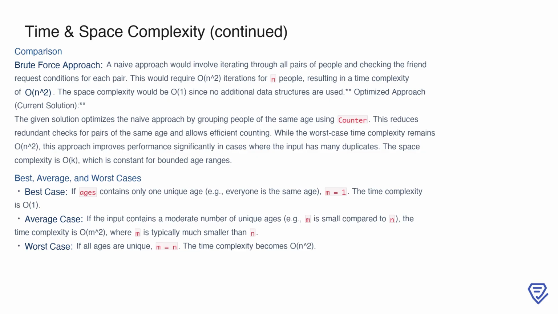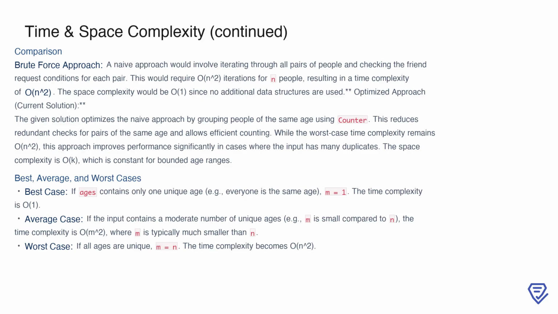A naive solution would involve iterating through all pairs of people to check the friend request conditions. This approach would require O(n squared) iterations for n people, leading to a time complexity of O(n squared). However, the space complexity of this brute force approach would be O(1), as it doesn't rely on additional data structures. In contrast, the optimized solution improves performance by grouping people of the same age using the Counter data structure. This eliminates redundant checks for pairs of people with the same age and allows efficient counting. While the worst-case time complexity still remains O(n squared), the optimized solution is significantly faster in cases where the input contains many duplicate ages.